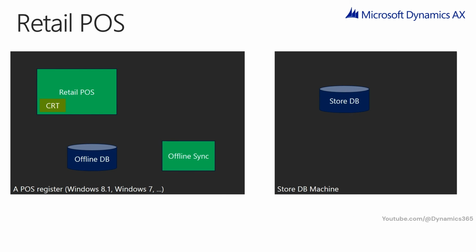Let's see how retail POS components are connected with each other. Step 1. POS connects to store DB through ADO.NET. Step 2. If the connection fails, POS connects to offline DB through ADO.NET. Step 3. After performing transactions, the sync between offline DB to store DB happens through offline sync process. Step 4. Offline sync process uses Microsoft Sync framework for this purpose.